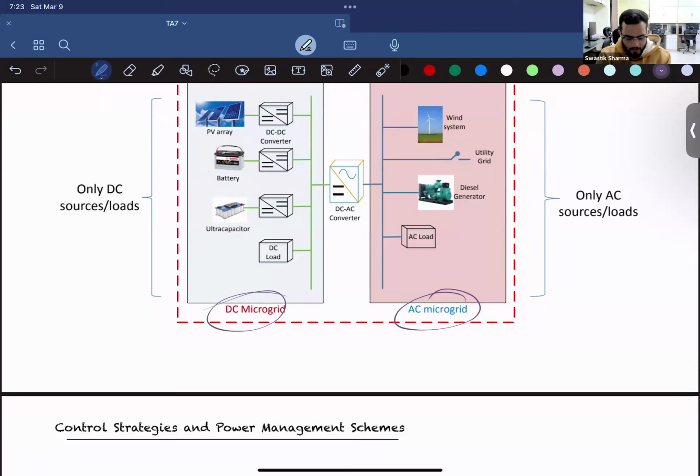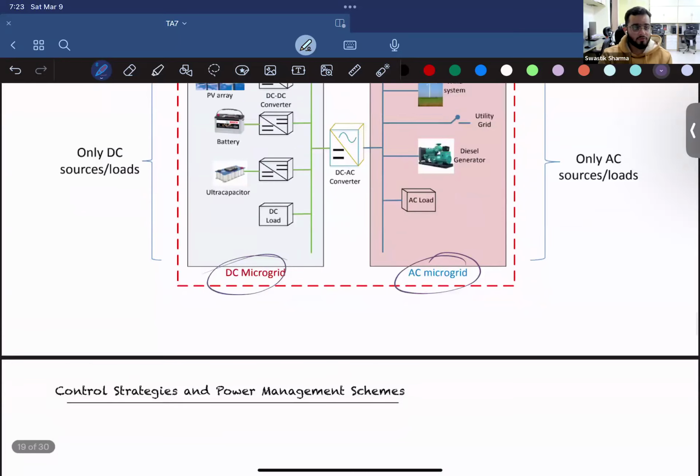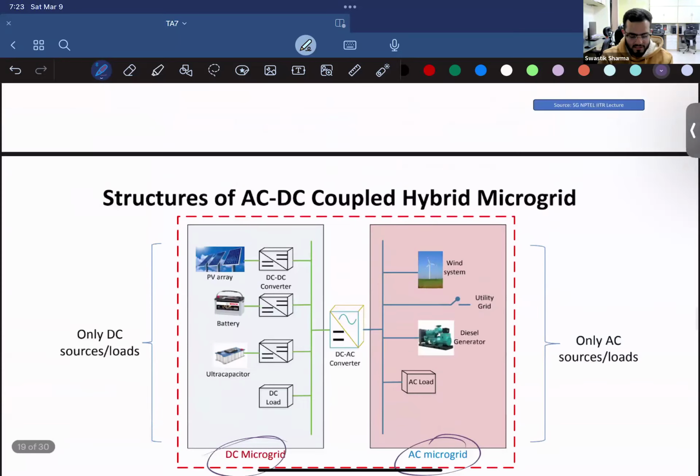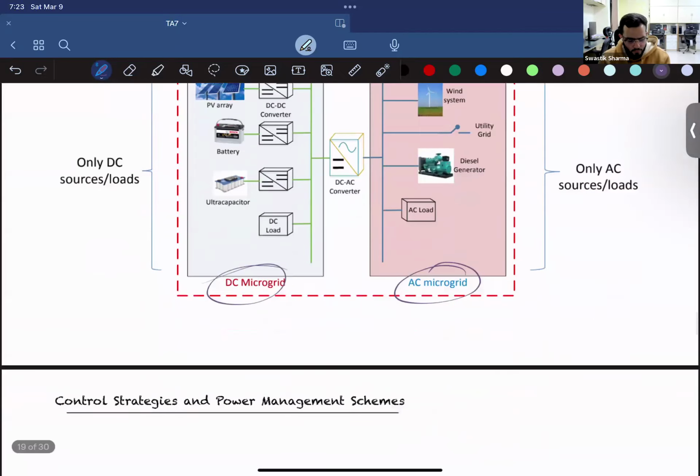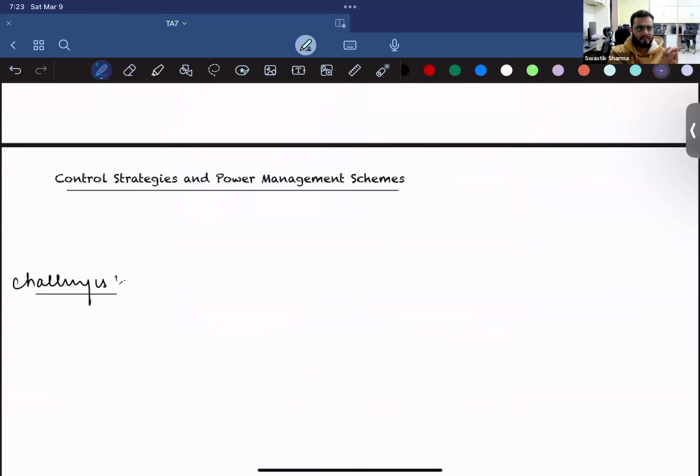Now we'll discuss the control strategies and power management schemes for this. So we discussed the DC side separately and the AC side separately, right?